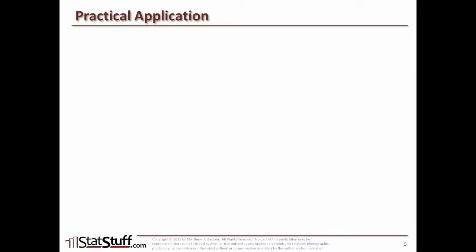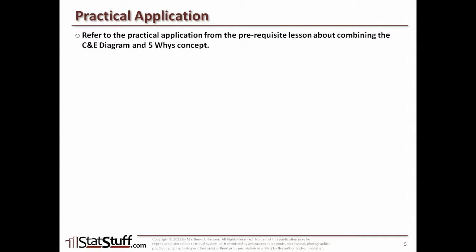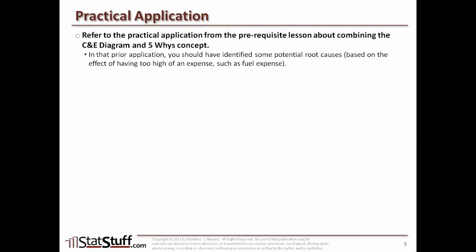All right, before we close this lesson, let's discuss how we can apply some of these concepts in a practical way. What I'd like you to do is go back to the prerequisite lesson that applies to this lesson, and that was the lesson where we talked about combining the C&E diagram and the 5 whys concept. In there we had a practical application, and I want to use that to build off of in building a C&E matrix for this particular practical application in this lesson.